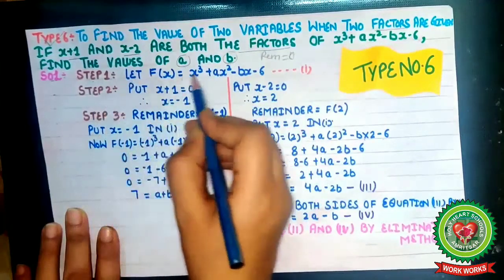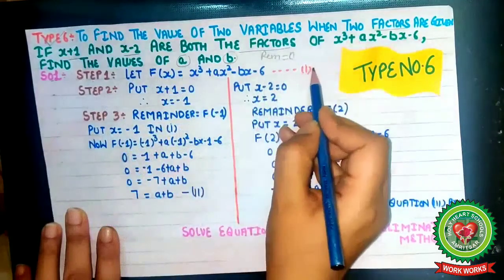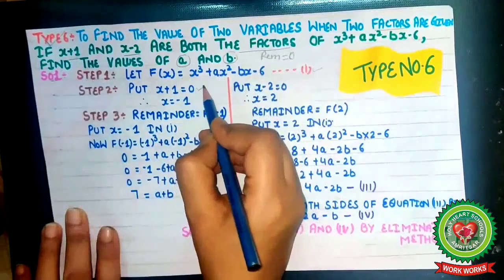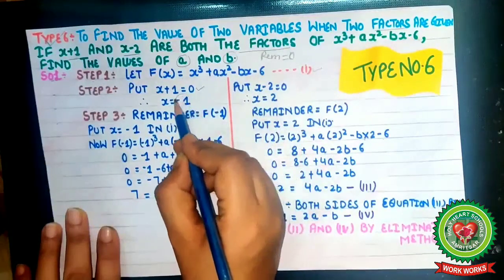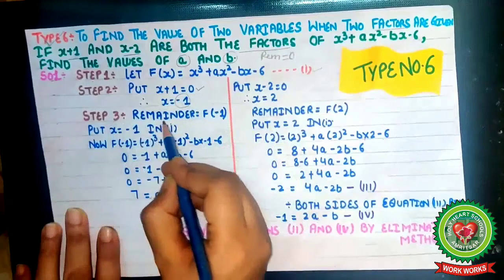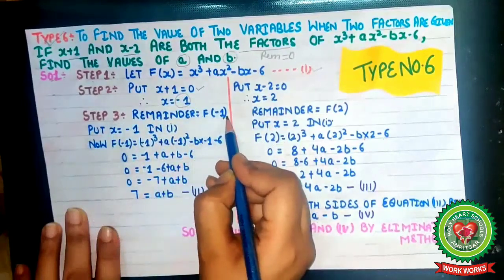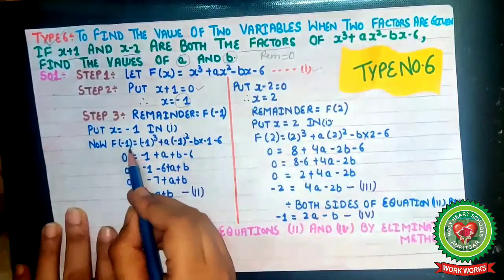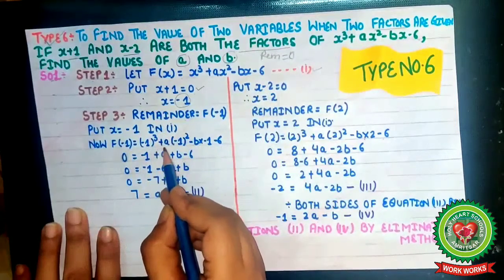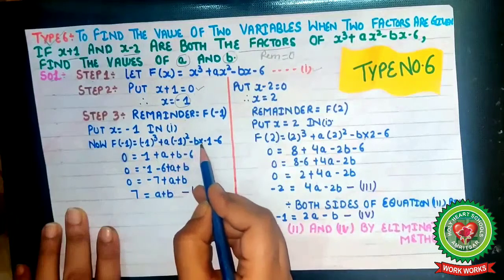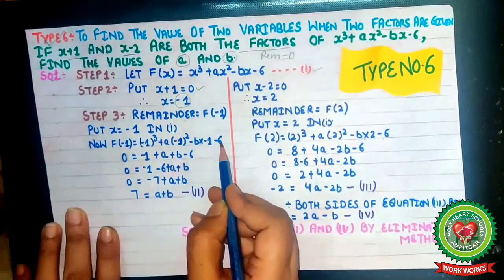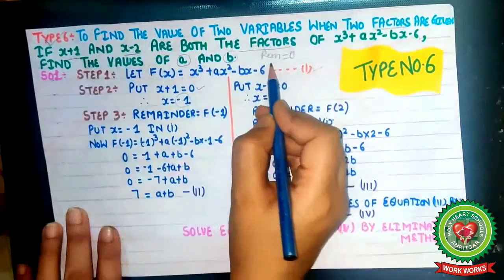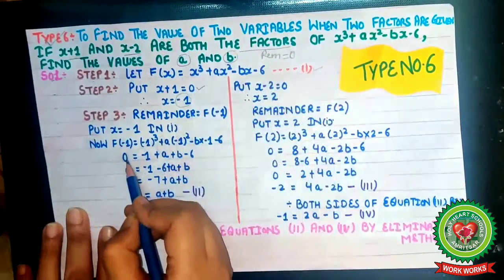Step number 1, let f(x) is equals to this polynomial, number it as 1. Step number 2, put this first x plus 1 is equals to 0, x equals to minus 1. Step number 3, remainder is equals to f of minus 1. Now put x equals to minus 1 in equation number 1. Now f of minus 1 is equals to minus 1 cube plus a into minus 1 square minus b into minus 1 minus 6. Now as it is given that x plus 1 is the factor, so what will be the value of remainder? Remainder will be 0.